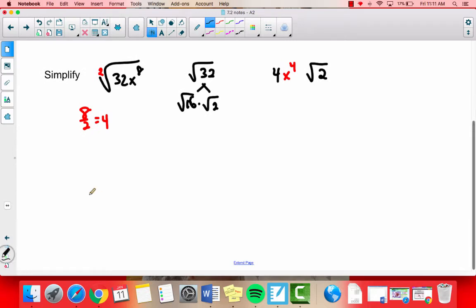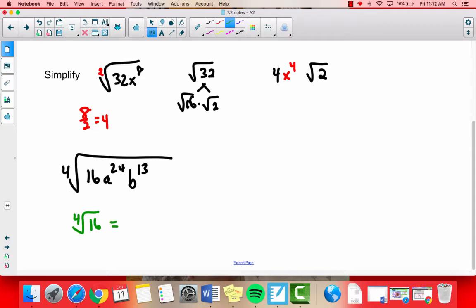Let's say we've got the 4th root of 16, a to the 24th, b to the 13th. So again, start with the number in front. So we're going to have the 4th root of 16. If you don't know what the 4th root of 16 is, remember you can rewrite that as something to the 4th that will get you 16. In this case, 2 to the 4th gets you 16, so we're going to have a 2 here. And so I've done the 16, now I move on to the letters. So we have a to the 24th. Well, I can divide. 24 divided by 4 gets us 6, so I'm going to have an a to the 6th.